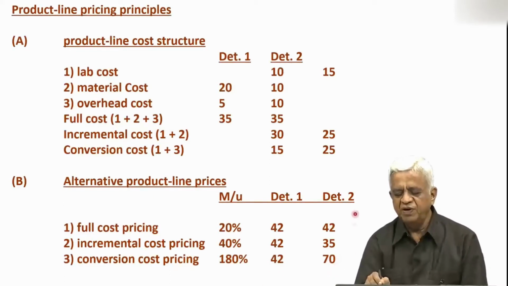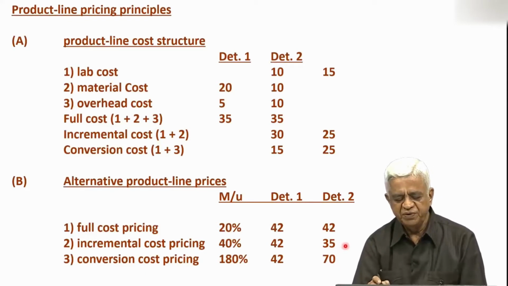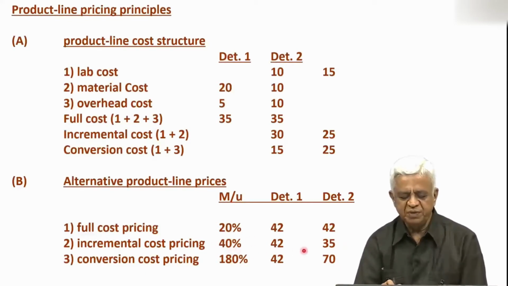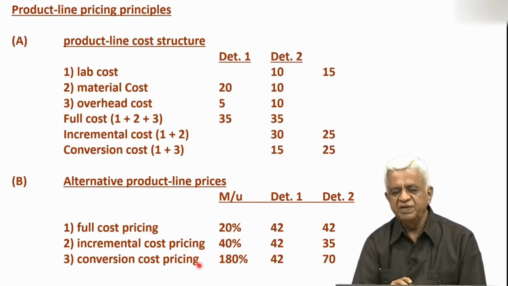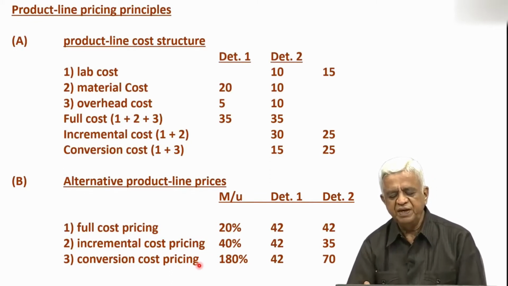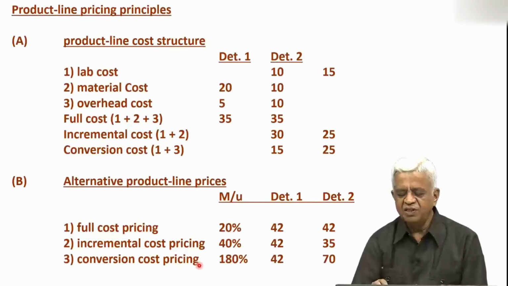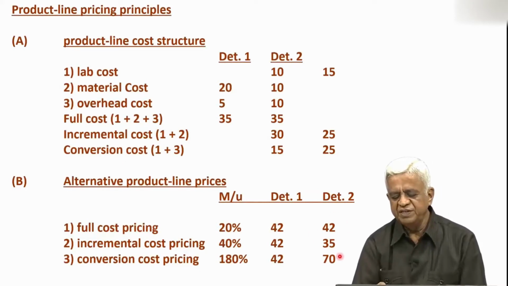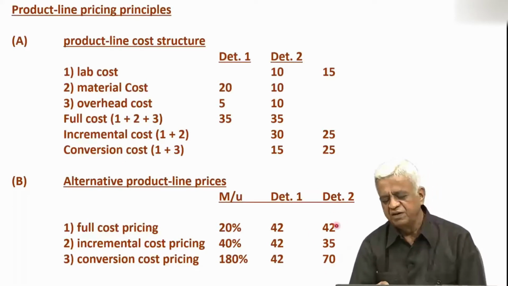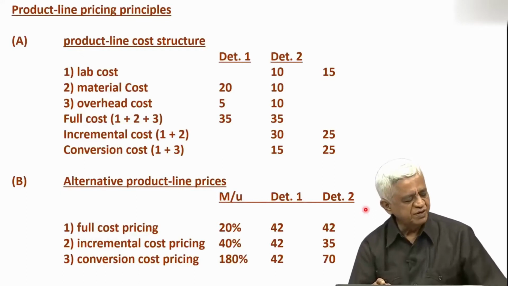So, if you are the producer of detergent 2, you are better off doing the incremental cost pricing. If you are a producer of detergent 1, whether you are doing full cost pricing or incremental cost pricing or conversion cost pricing, it really does not matter. So, all the onus for changing the strategies of pricing falls on the detergent 2 manufacturer only.